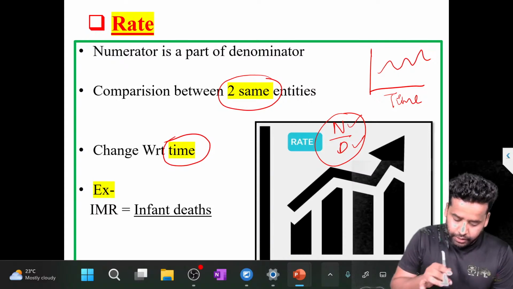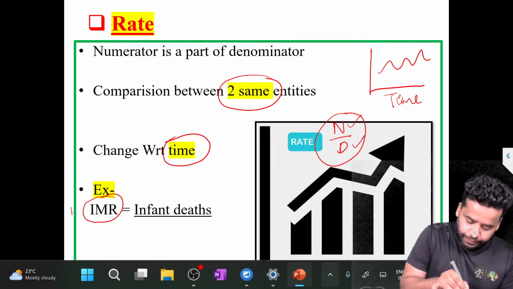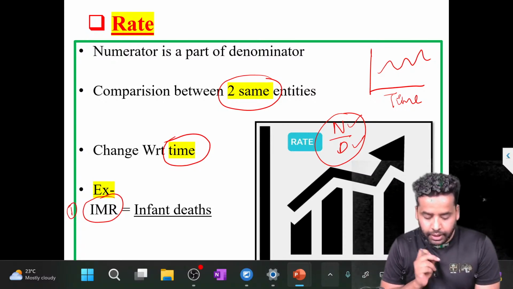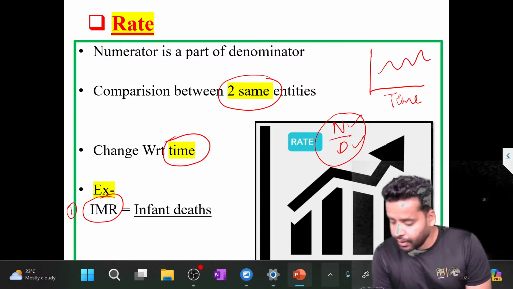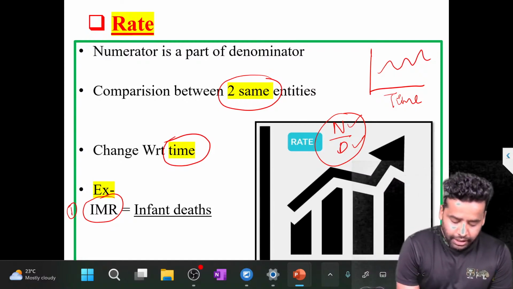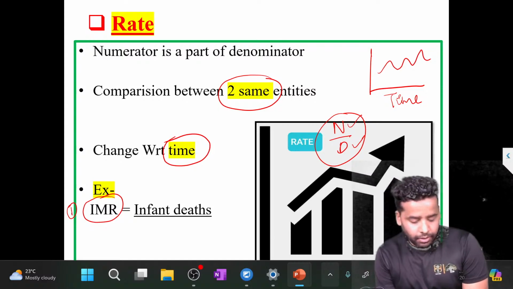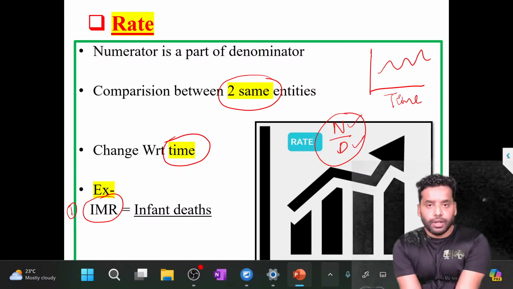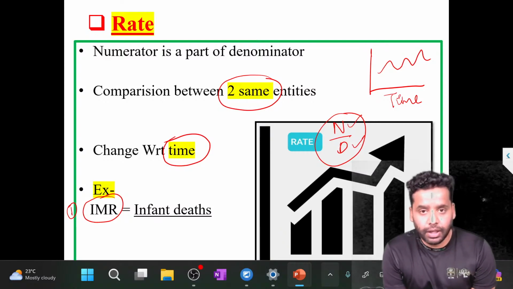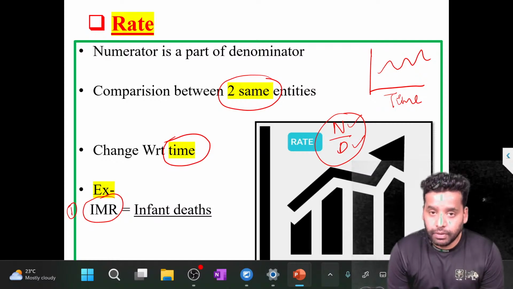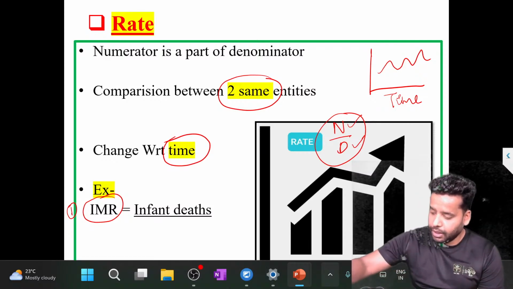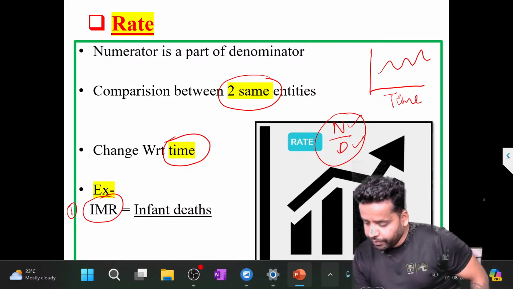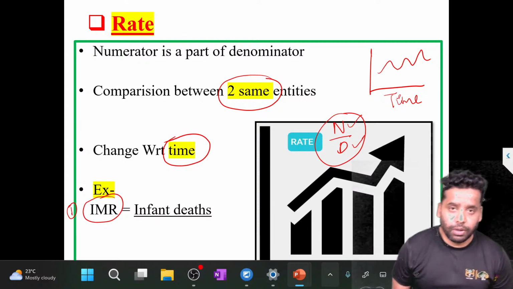Example one is infant mortality rate. Write down this word. What is the formula for infant mortality rate? In detail, I'll discuss it in the demography chapter also. The numerator is infant deaths, means within 1 year, how many infants will die. But we start from the denominator. What is the denominator of infant mortality rate? Reply in the Telegram group.